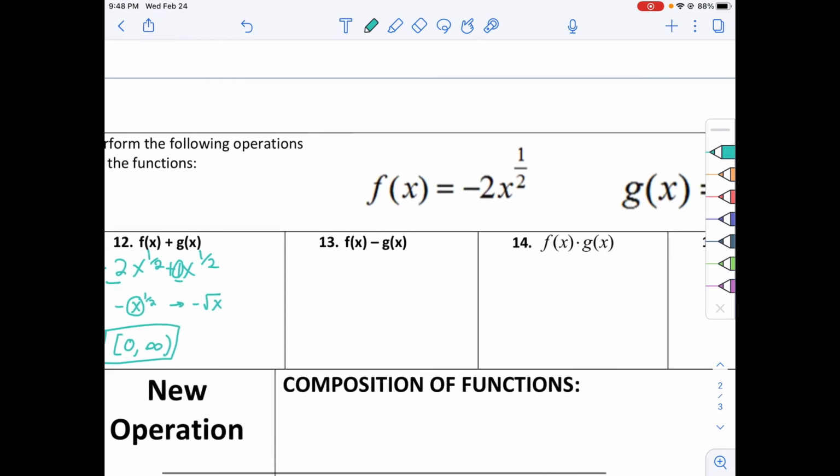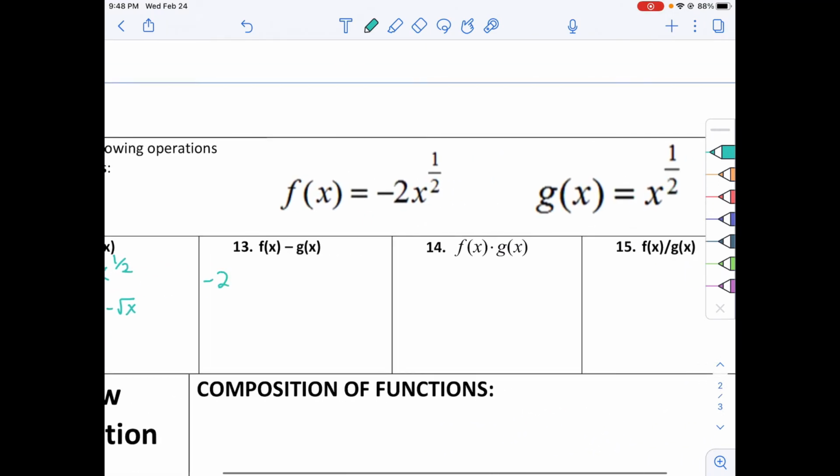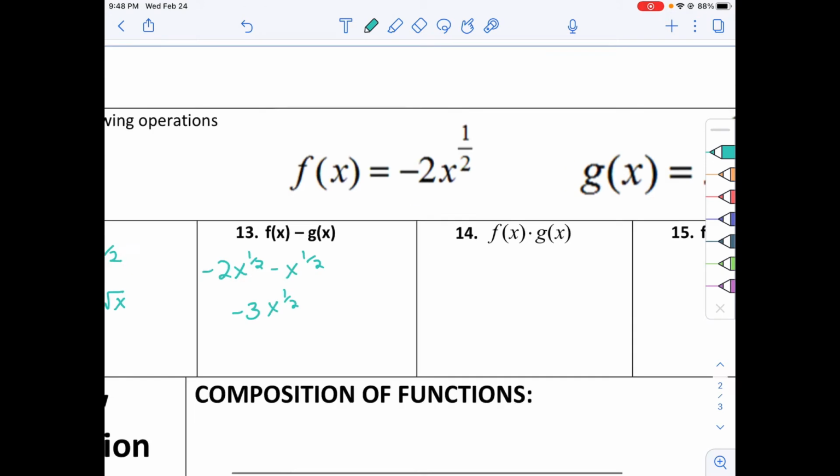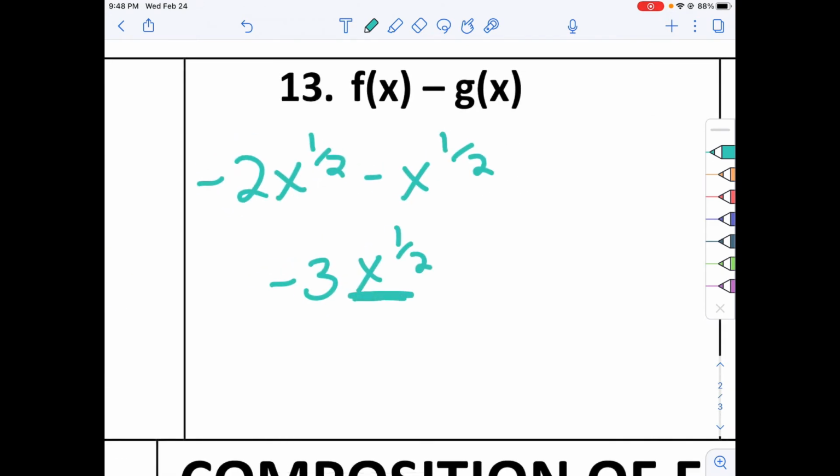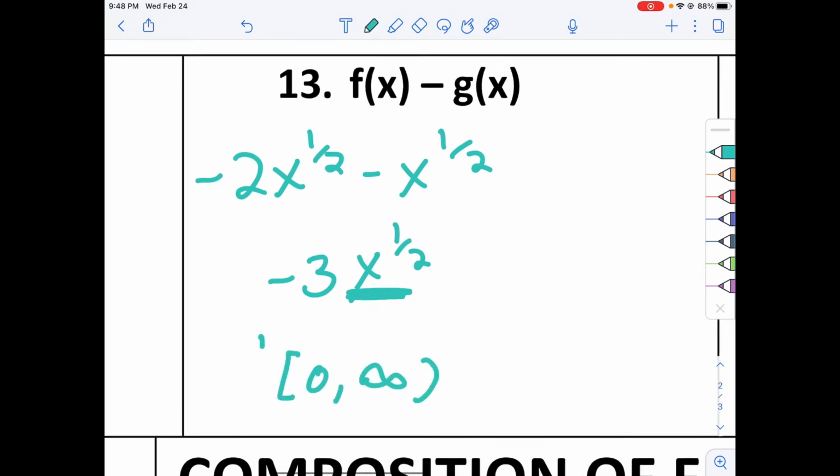Next up, we have f of x minus g of x, so that's negative 2 x to the 1/2 minus x to the 1/2, so that's negative 3 x to the 1/2. Again, can't plug any negative numbers into that x. So we're going from 0 to positive infinity once again.